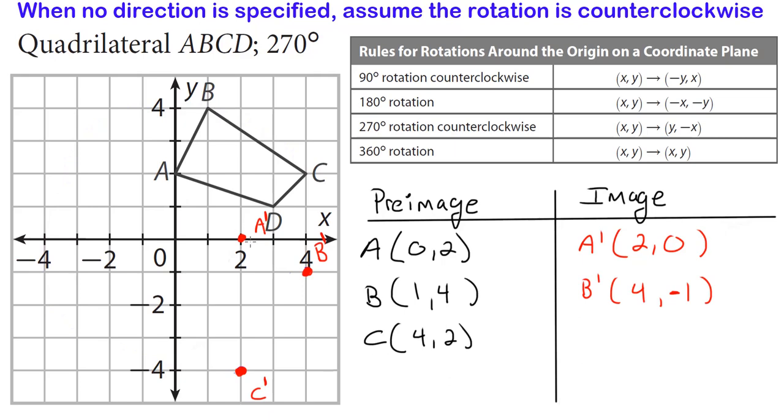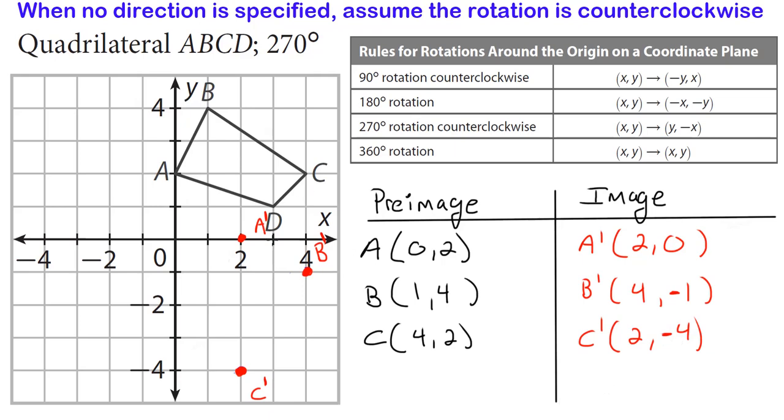So C was at (4, 2), and C prime is at (2, -4). So again, that works because the x and the y value switched, and we took the opposite of the x value.